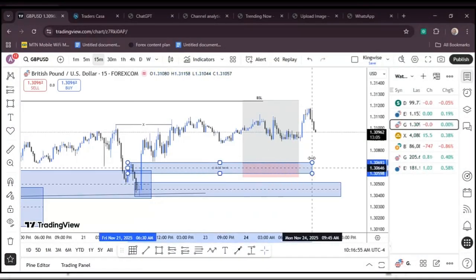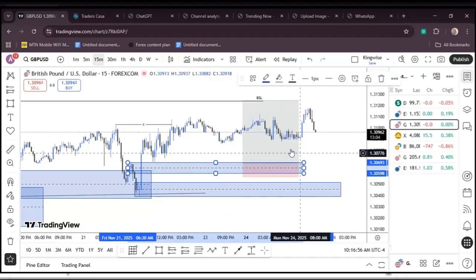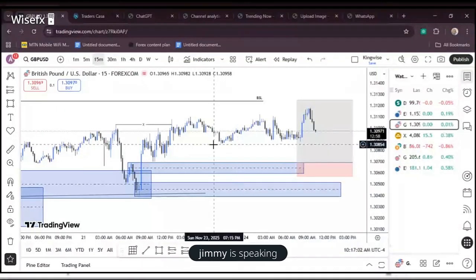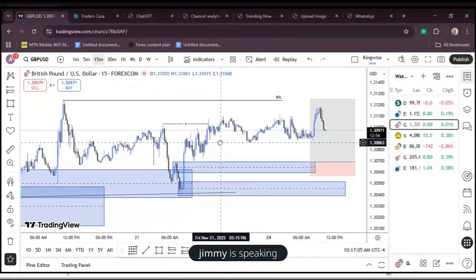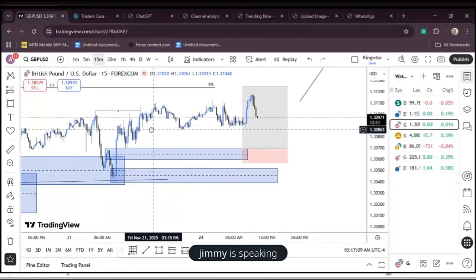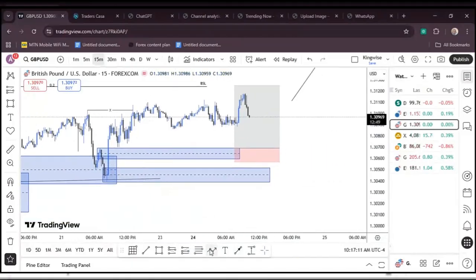I taught you about breaker block. Do you still remember it? Sir, not really, I only have an idea on order block and FVG, but I was not understanding the breaker block that way. Now, see, let me give you.